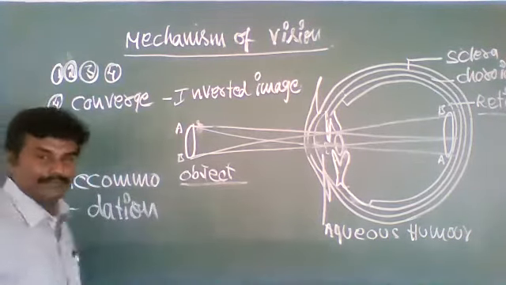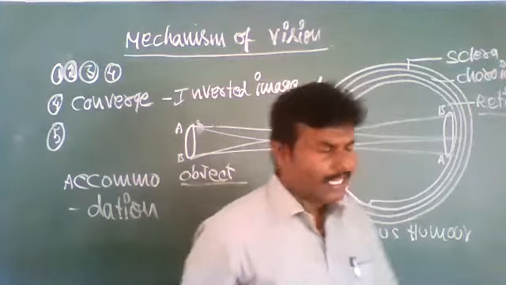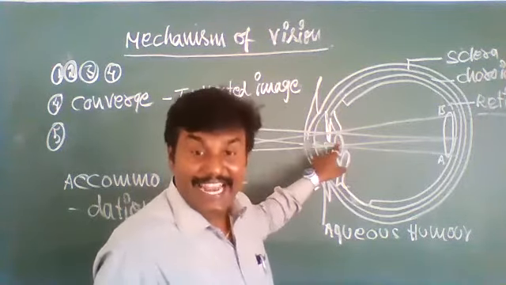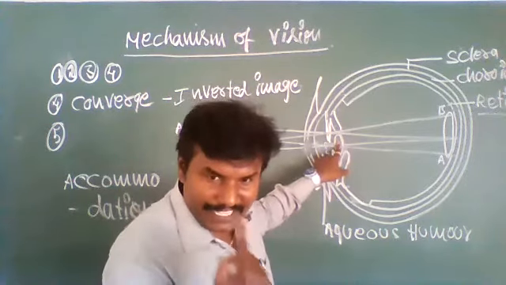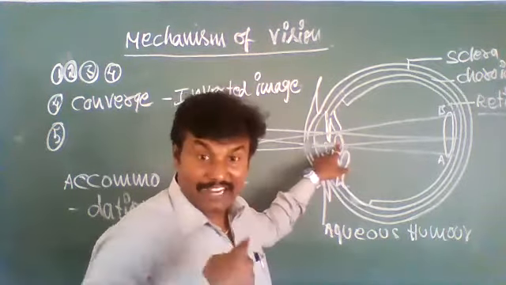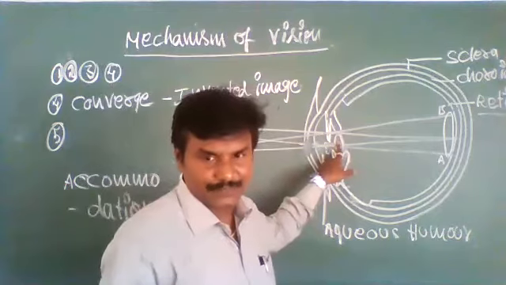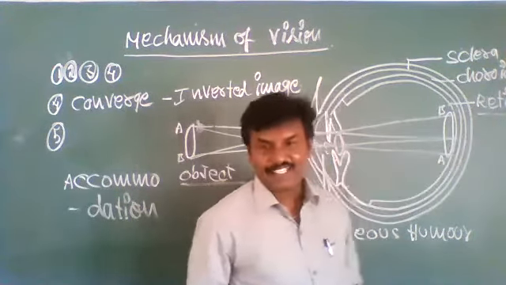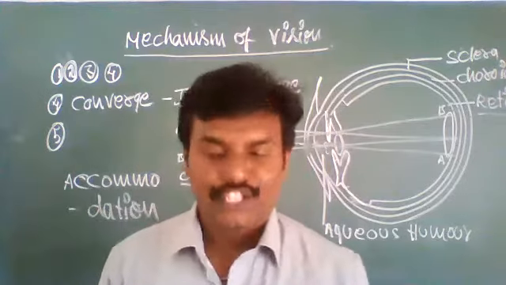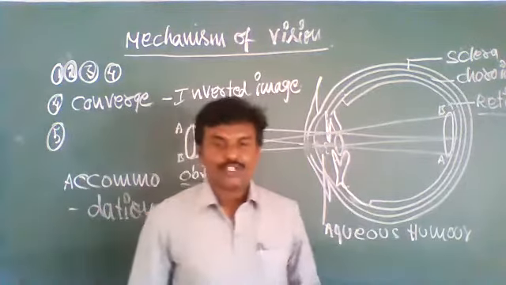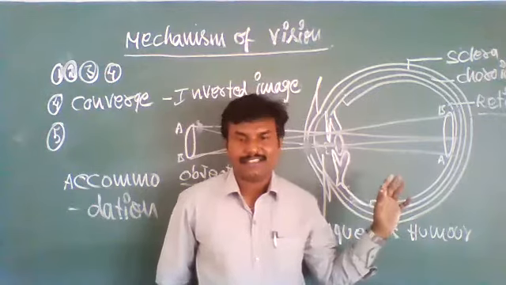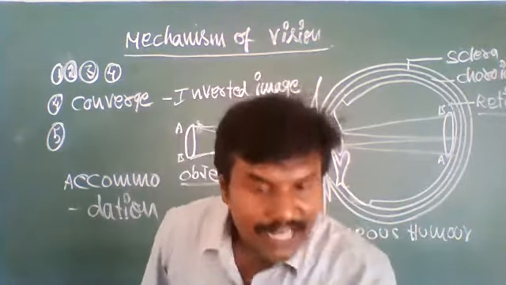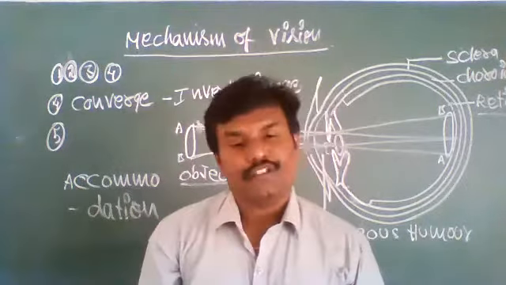Accommodation. The ability of the lens by which the light rays from nearer objects and from far away objects are focused on the retina is called accommodation. Accommodation depends upon the lens. So the image of the light rays from the nearer object and from the far away object.